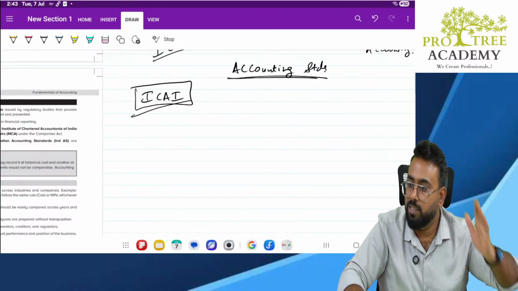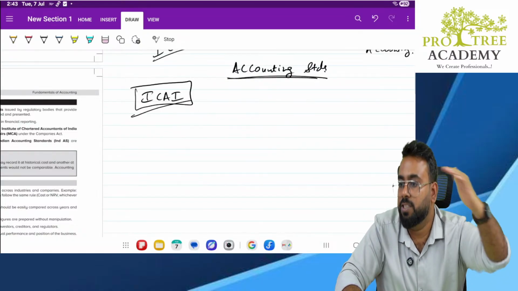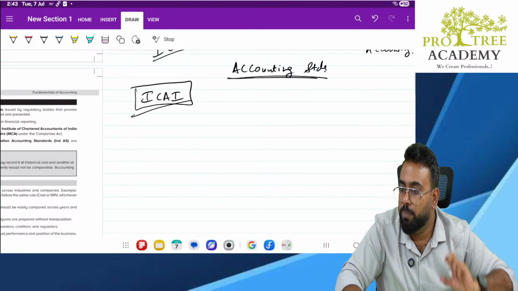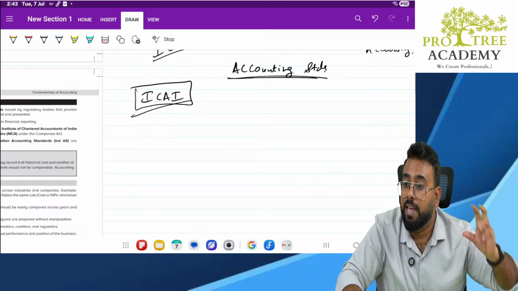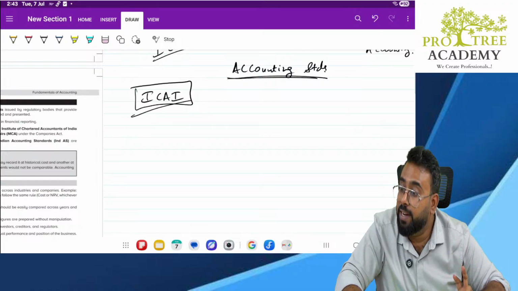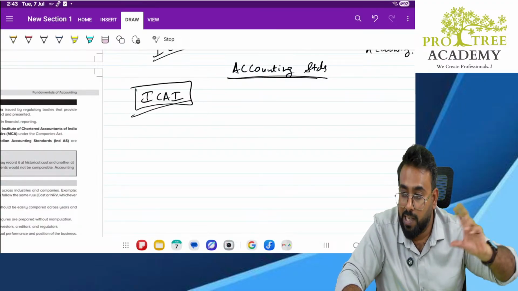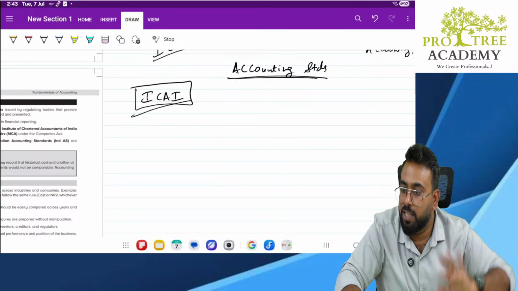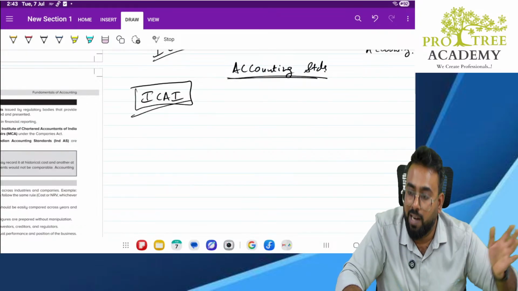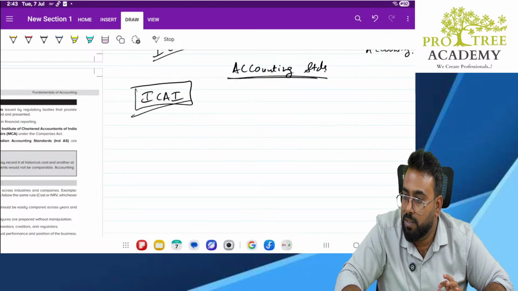So what ICAI does is it will find out different areas, and different standards for each area. What is the purpose of that? The purpose is to arrive at uniformity, comparability, reliability. Correct or no? If there is a standard rule, you can rely on those financial statements. Comparability is achieved. Uniformity is achieved. Reliability is achieved. Correct? Yes?